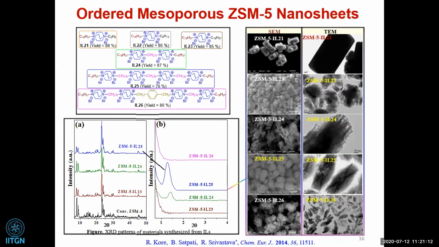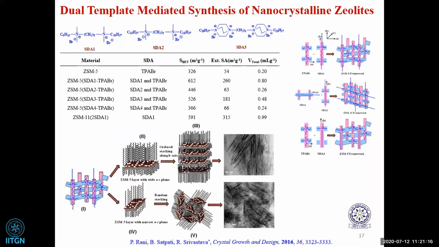So I will give you another interesting work. Just now I said that for every kind of zeolite framework we need a different kind of structure writing agent. Then it is difficult because we keep on developing different structure writing agents and we get one or another framework zeolite. So can we develop a strategy so that we can have zeolite synthesis by using the same structure writing agent, same mesopore director?